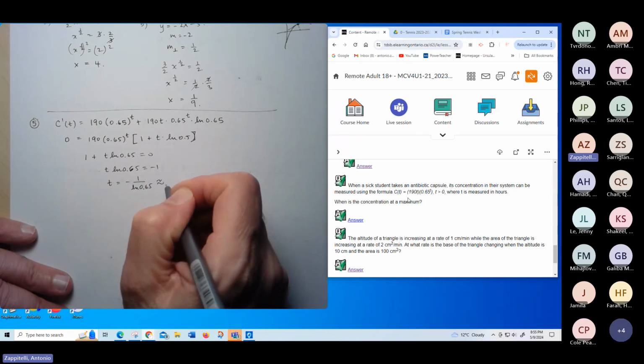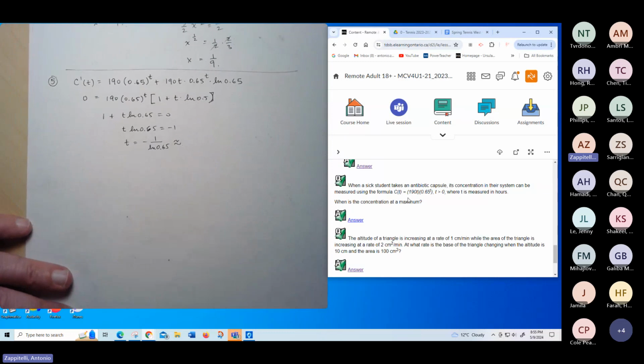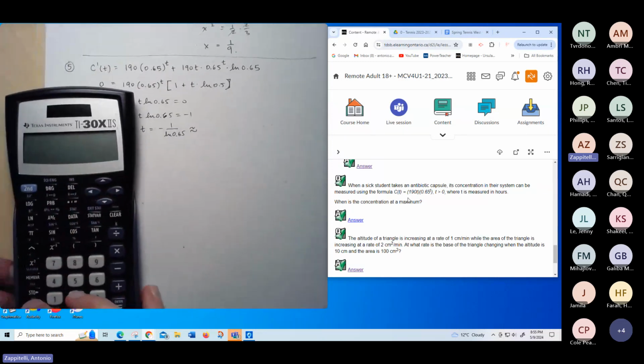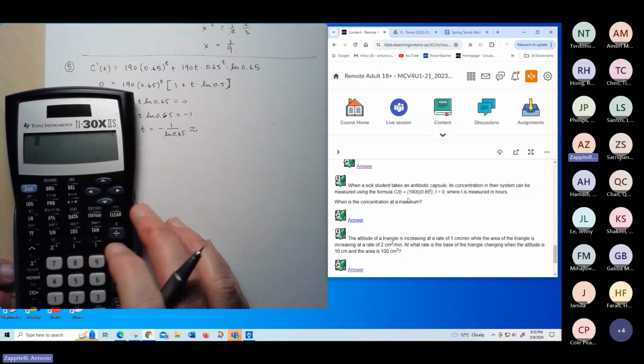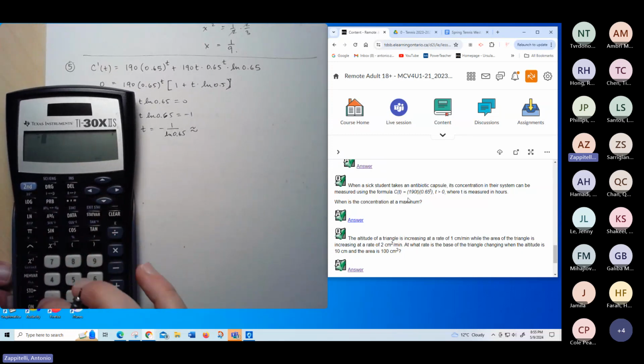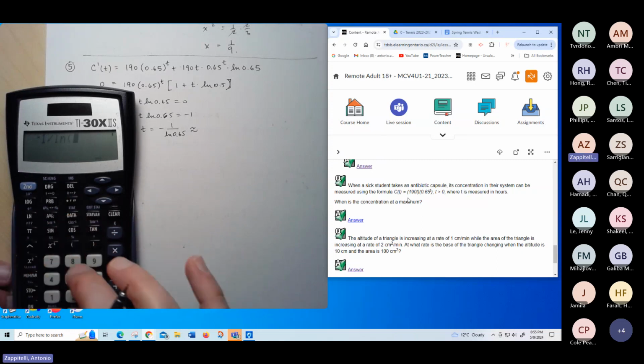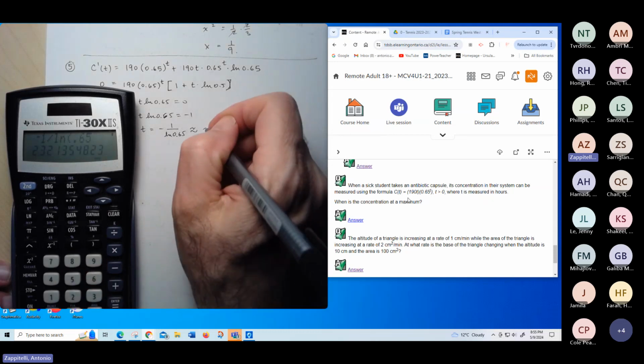And since it's an application question, we'll find an approximation. Okay, when you're solving an application question, usually it doesn't make sense to give an answer that looks like that. So let's do -1 divided by ln of 0.65, and it looks like it's about 2.32.